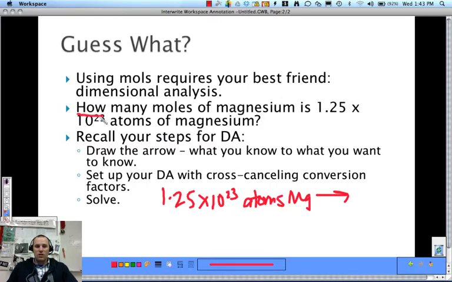What do I want to know? Look for question words. Here it is. How many moles? So question mark, moles of magnesium. And look how convenient. The abbreviation for mole is mol. Saves so much time cutting off that e, right? So write what you know, write what you want to know, write what you know again.